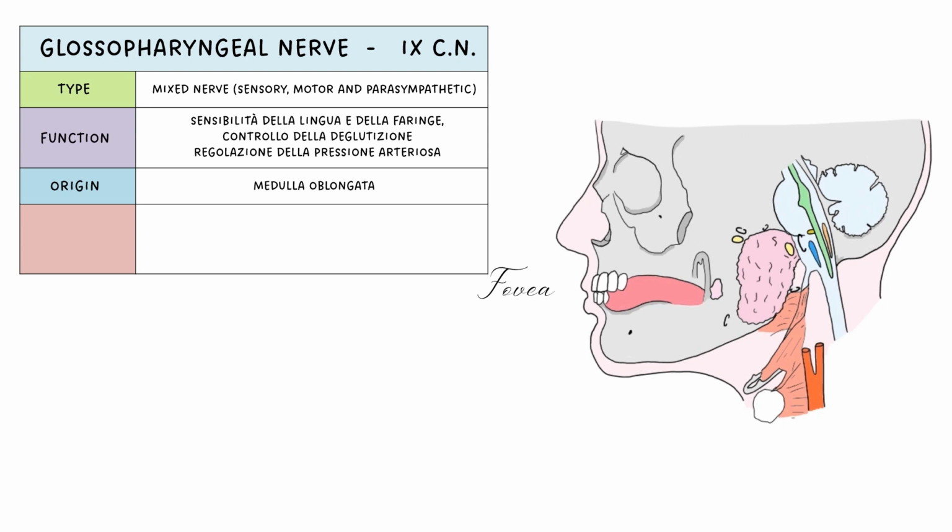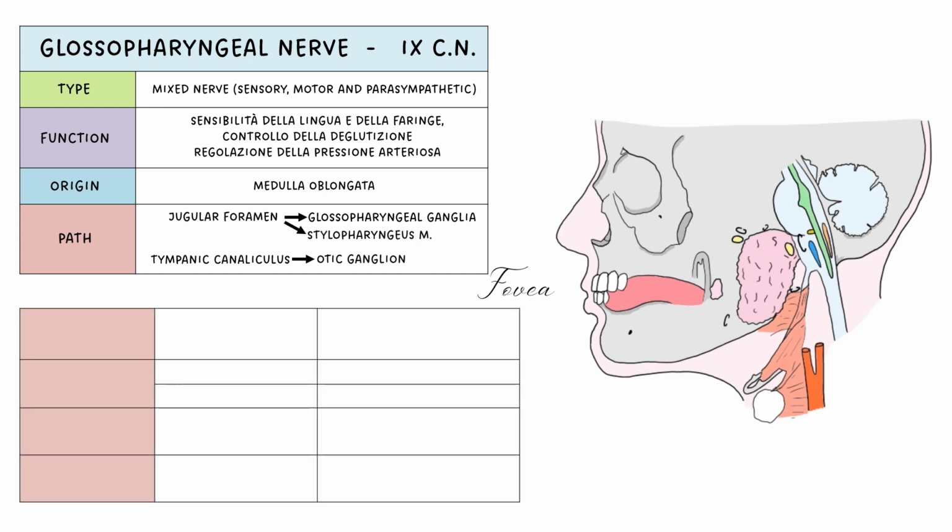Most of its fibers pass through the jugular foramen to reach the superior and inferior glossopharyngeal ganglia, except for its tympanic branch, which passes through the tympanic canaliculus and carries parasympathetic fibers to the otic ganglion and motor fibers to the stylopharyngeus muscle. The motor component originates from the nucleus ambiguus, passes through the jugular foramen, and innervates the stylopharyngeus muscle.